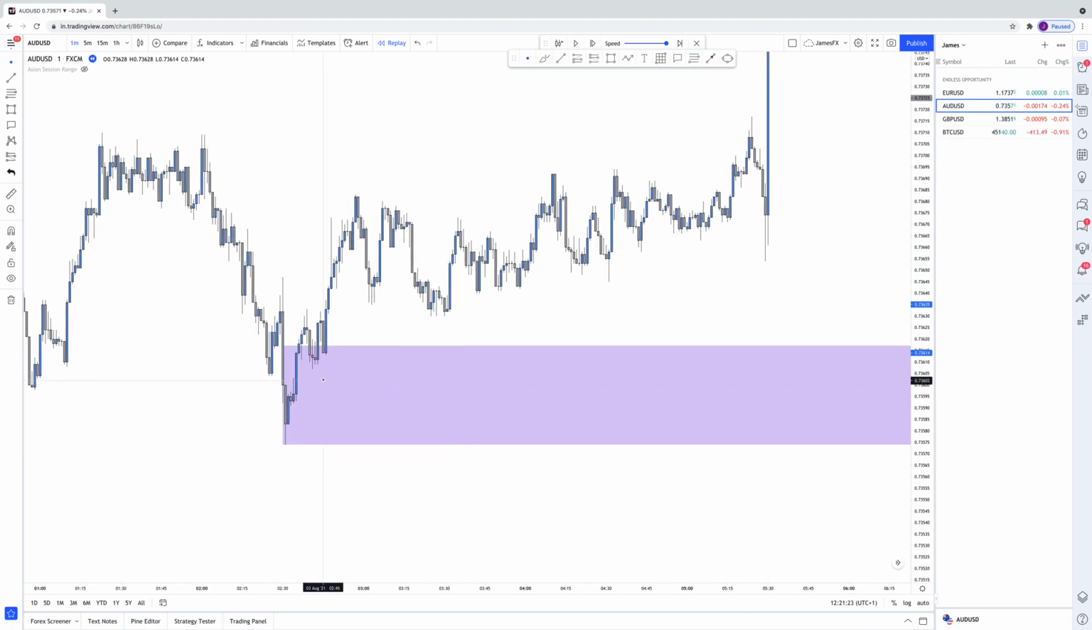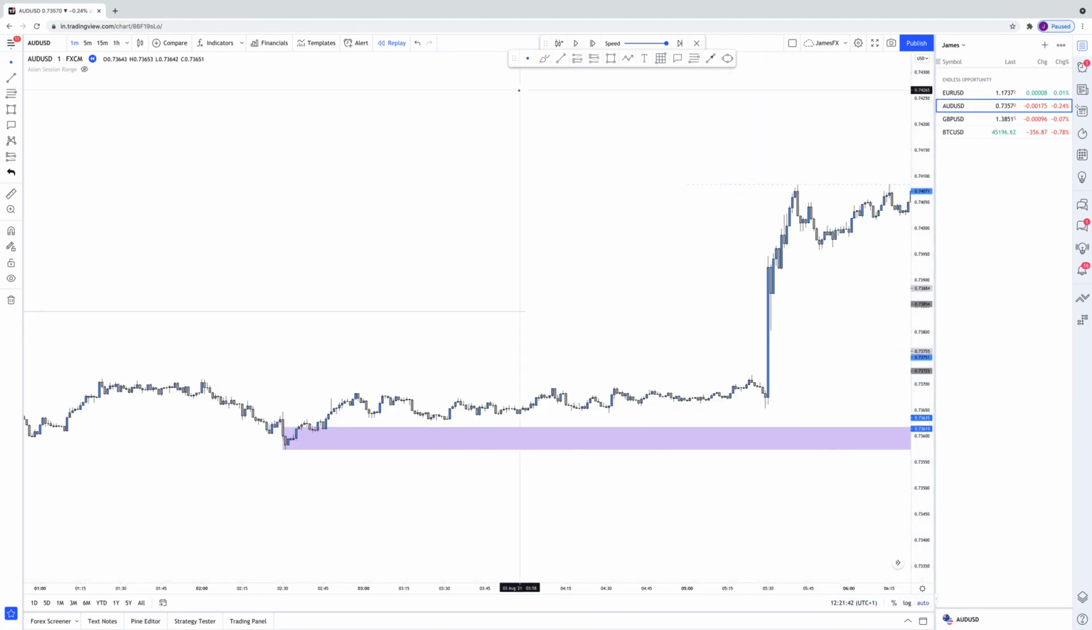But then price, we left some imbalance on the 1 minute. So we broke structure here and price didn't come back into these levels. And even down here, we have this visible candle, which is important. But what I'm looking at more so is these lows here for price to come down to seek liquidity.